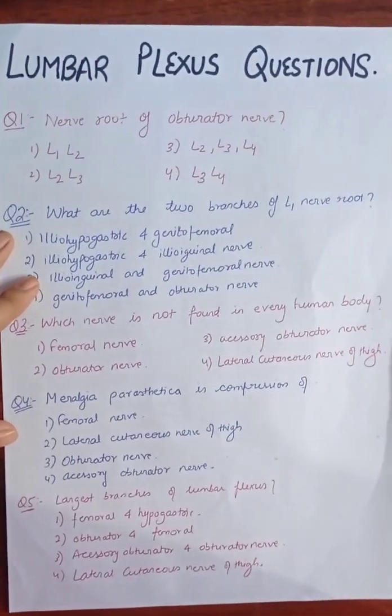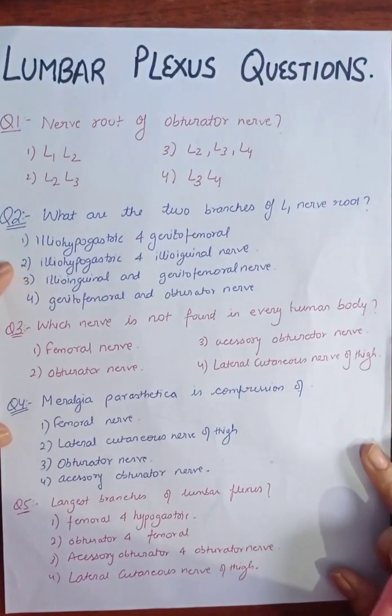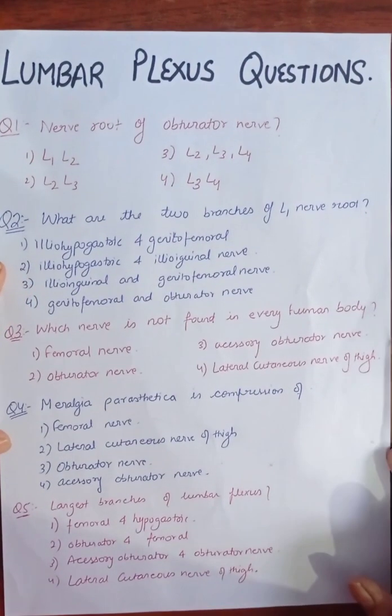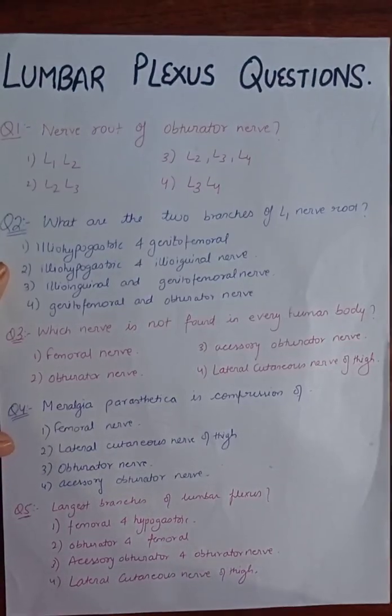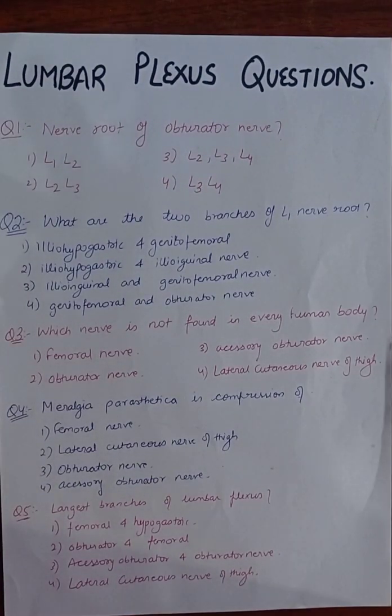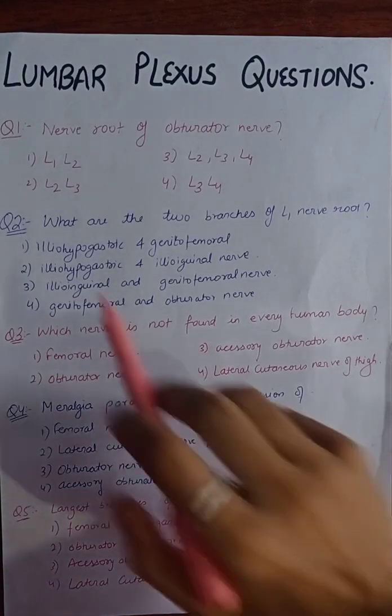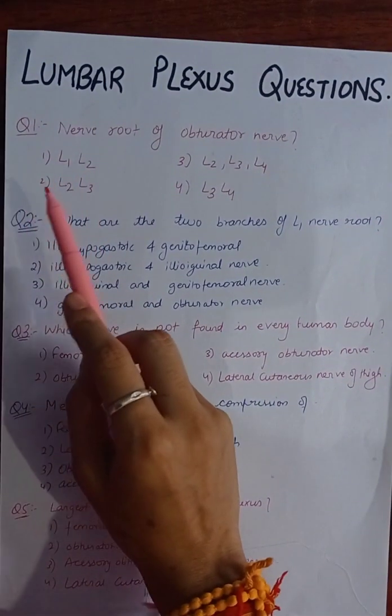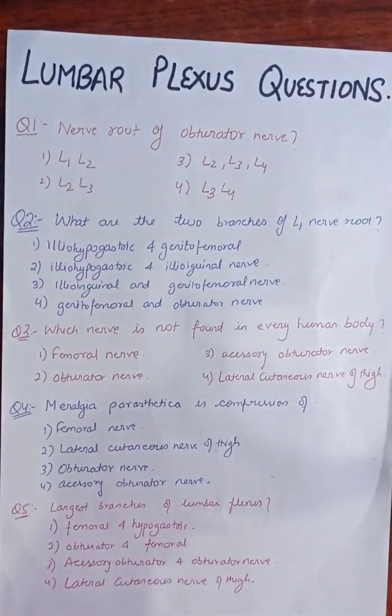The very first question says, what is the nerve root of the obturator nerve? There are four choices given to you. The first one is L1, L2. The second one is L2, L3. Third one is L2, L3, L4. And the fourth one is L3 and L4.